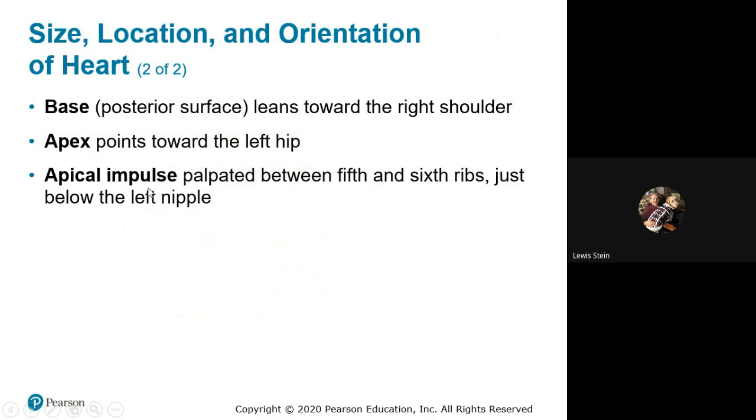The apical impulse is where folks who use a stethoscope to listen, what we call auscultate, are trained to put this. They palpate the interspace between the 5th and 6th ribs below the left nipple line. That's the point of maximum impulse. If you're going to listen, you want to listen there.